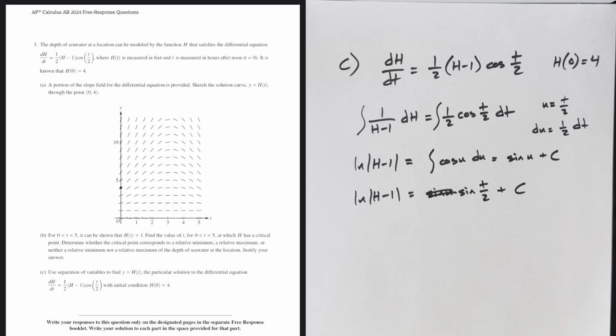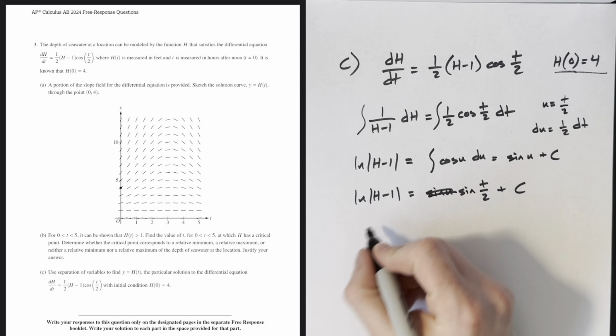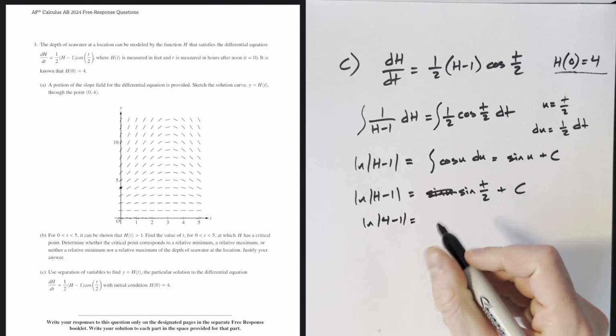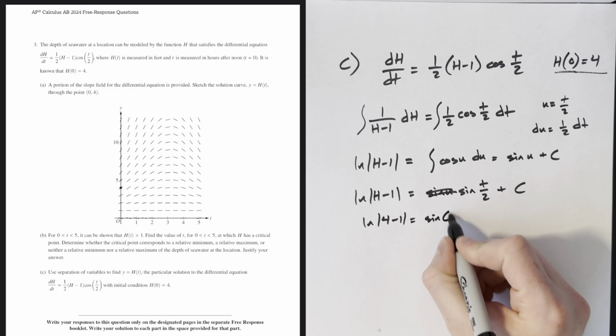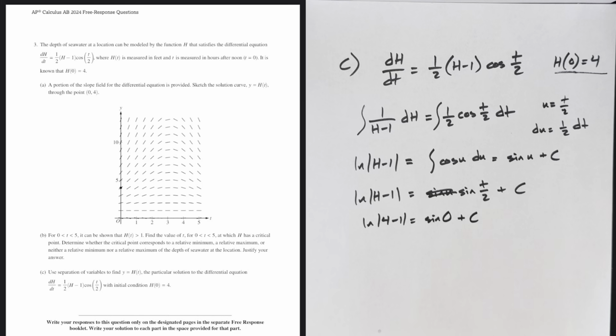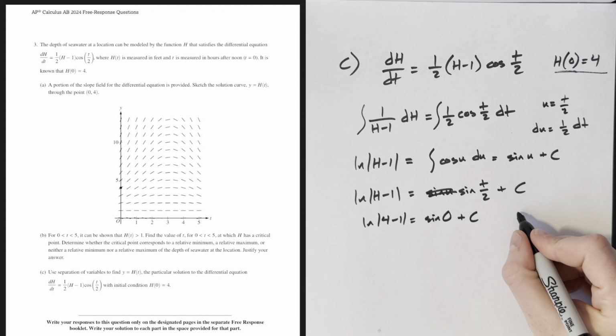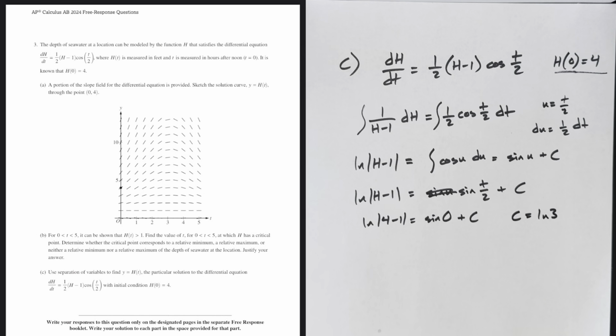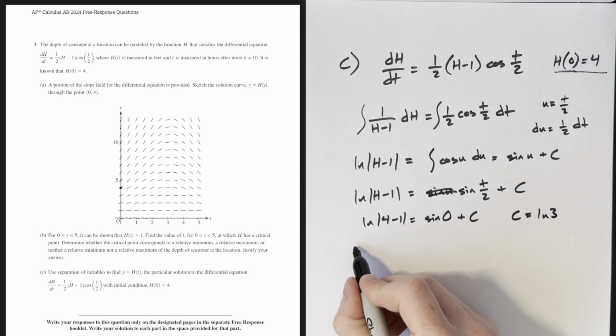And this solution curve has infinitely many solutions because there's this constant, c, and it can be anything. But now we're going to use our initial condition, h of 0 is equal to 4. So when I plug it in, I get the ln of 4 minus 1 is equal to sine of 0 plus c. The sine of 0 is equal to 0, so c is equal to the ln of 3.